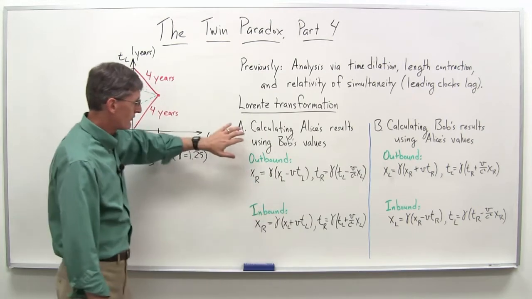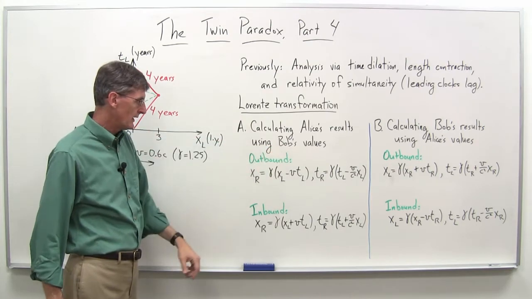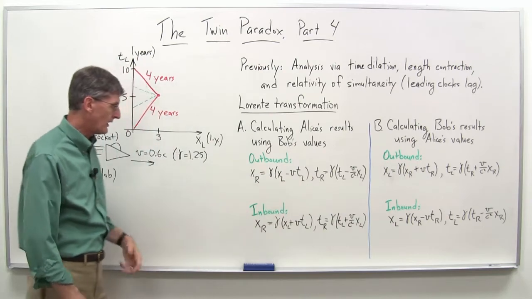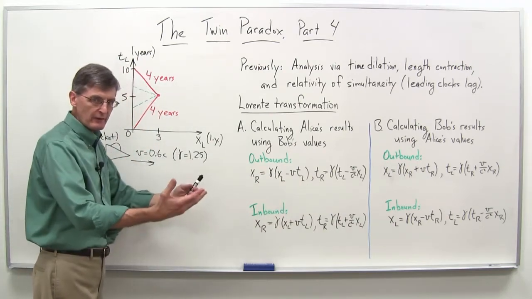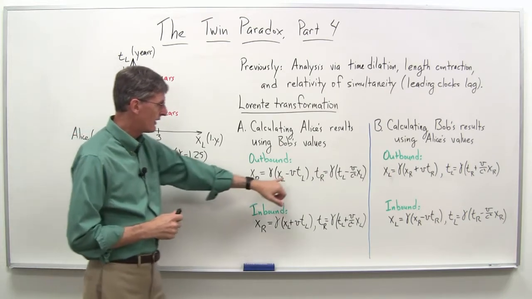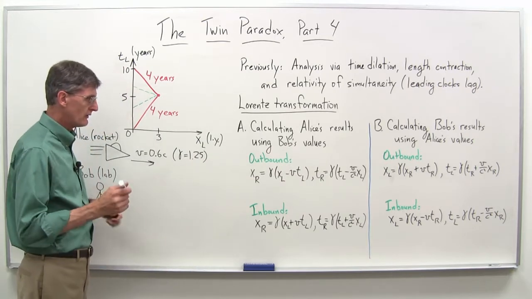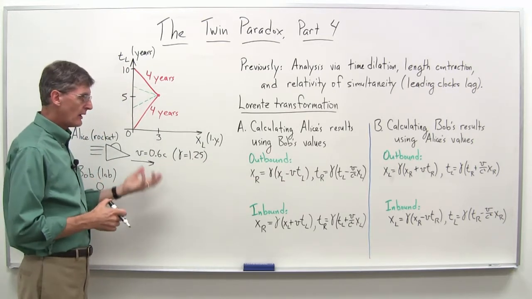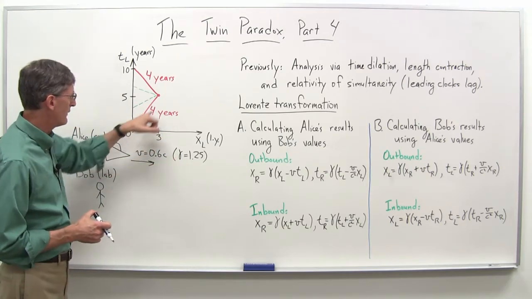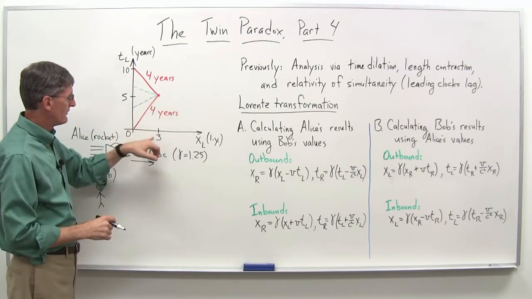So let's start, though, over here with A, calculating Alice's results using Bob's values. Bob's values are the lab frame values. And to Alice here, Bob is moving in the negative x direction to the left, and that's why we've got minus signs in these versions. Otherwise, the reason it's nice to start off with Bob's values is that it's pretty obvious what's going on here. So on the outbound trip, Bob's value right here is x.